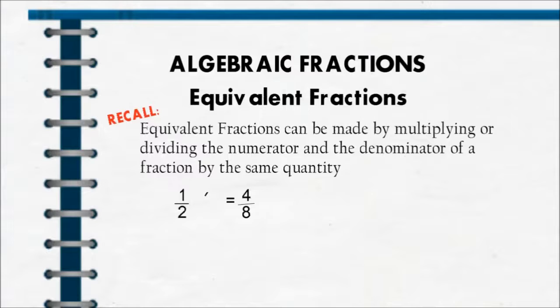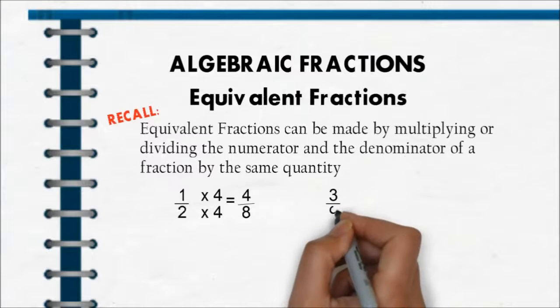Now let's say we multiply the numerator and the denominator of 1 over 2 by 4. That means we have 1 times 4, which will give us 4, and then we have 2 times 4, which will give us 8. So there we have it, 4 over 8.